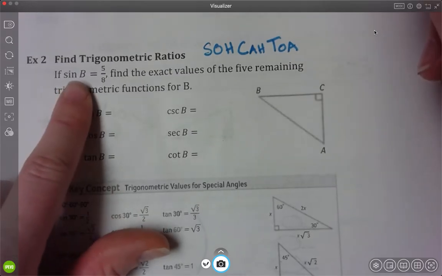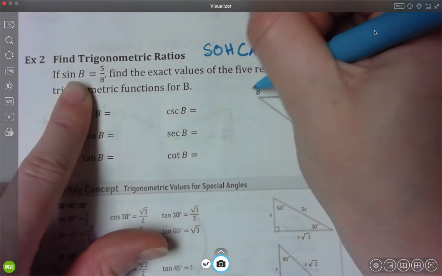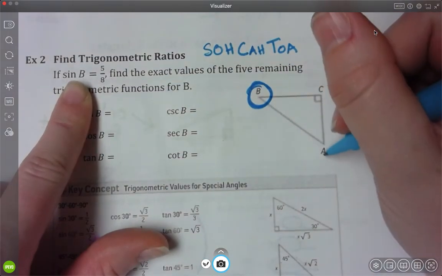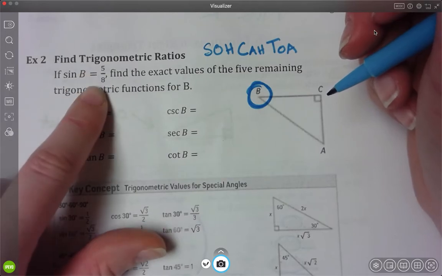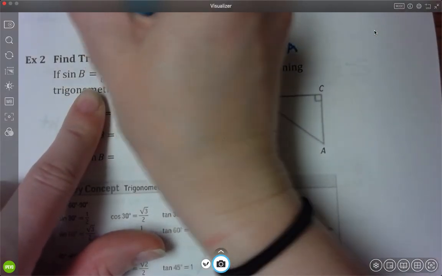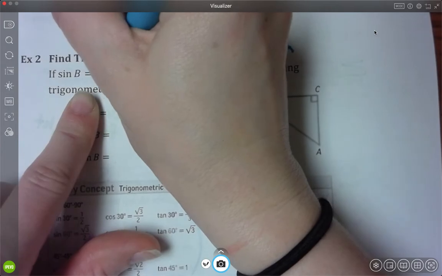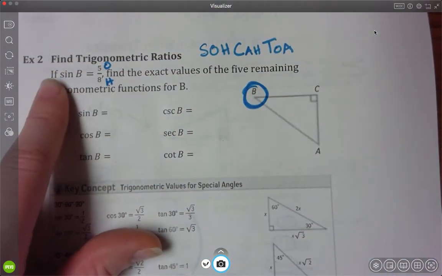Now, the important part here is sine of B. We're talking about angle B. We're not talking about angle A. We're not talking about angle C. We're talking about B. And it says sine of B is 5 over 8. That means the opposite side is 5 and the hypotenuse is 8, since sine is O over H.